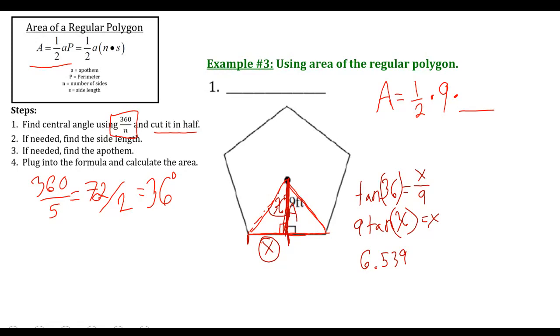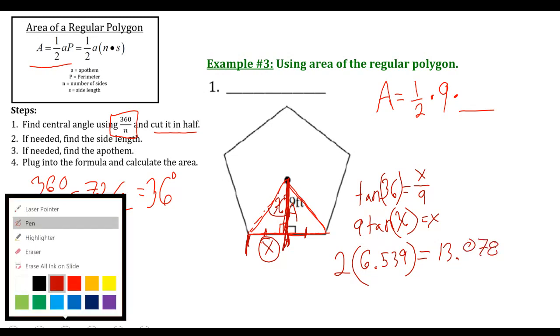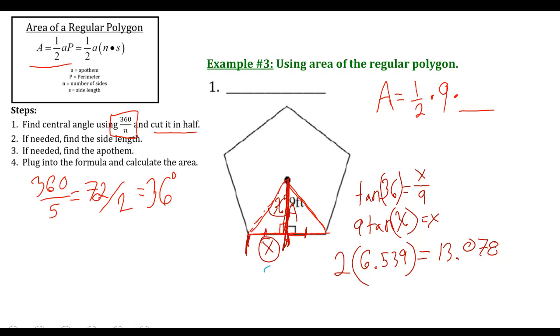But we just found this part, so we need not just that part, but the other part too. We said that the apothem cuts the side in half, so we need to multiply this by 2 to get the whole side. Multiply that by 2, you get 13.078. That's what each of the sides is going to be. All these sides are the same because it's a regular polygon.